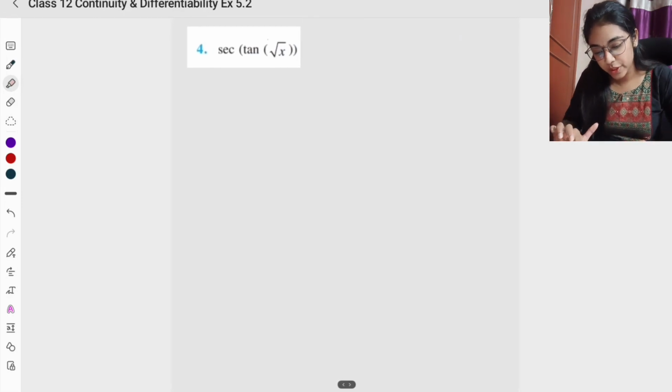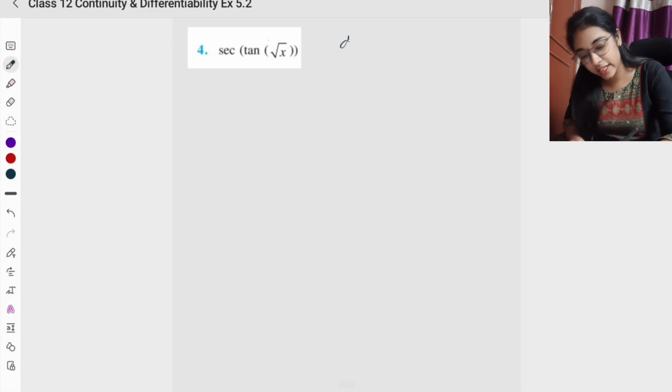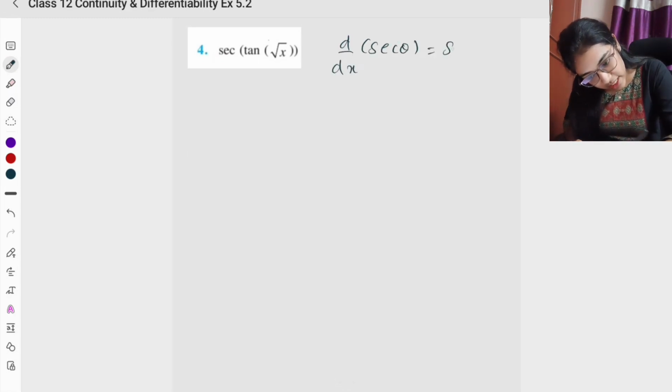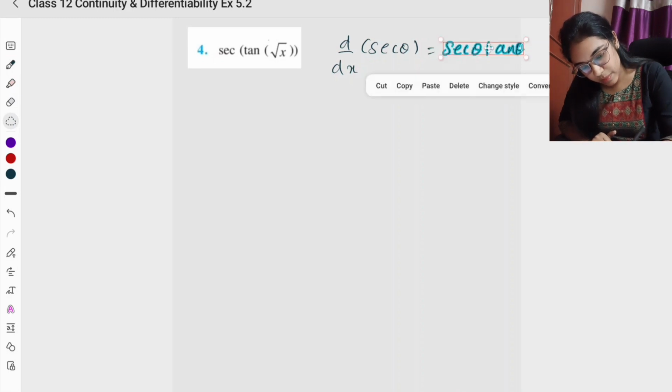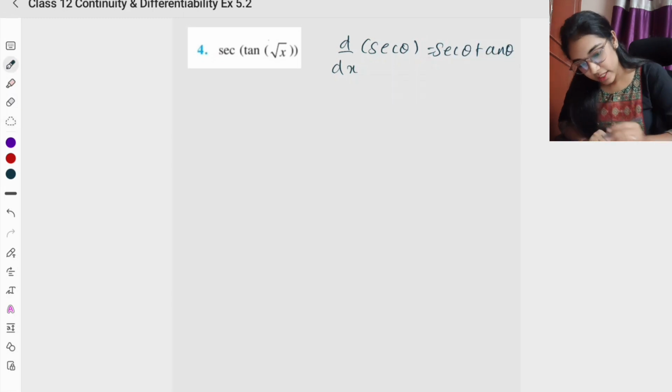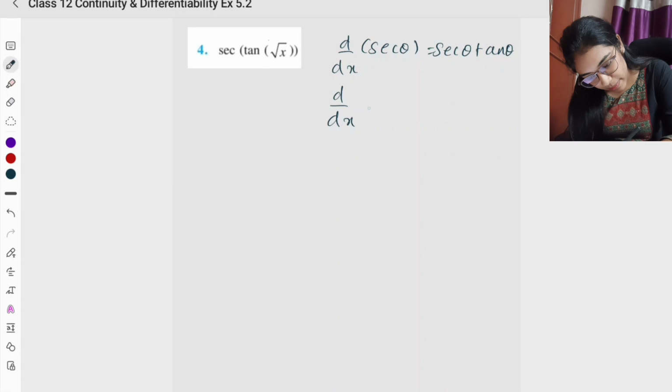Next, fourth question. Fourth question is also very, very simple. Secant x or derivative enna? First, d by dx of secant theta is going to be secant theta tan theta. Correct? So, the derivative of secant theta is going to be secant theta tan theta. Let me just move this to the left. Little bit theta get on la. Okay. Now, secant theta tan theta. Appuram tan theta or derivative enna? d by dx of tan theta is going to be secant square theta.